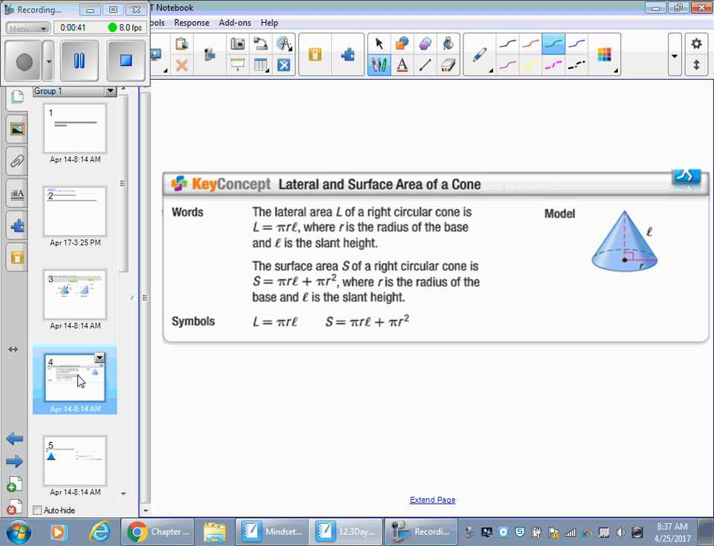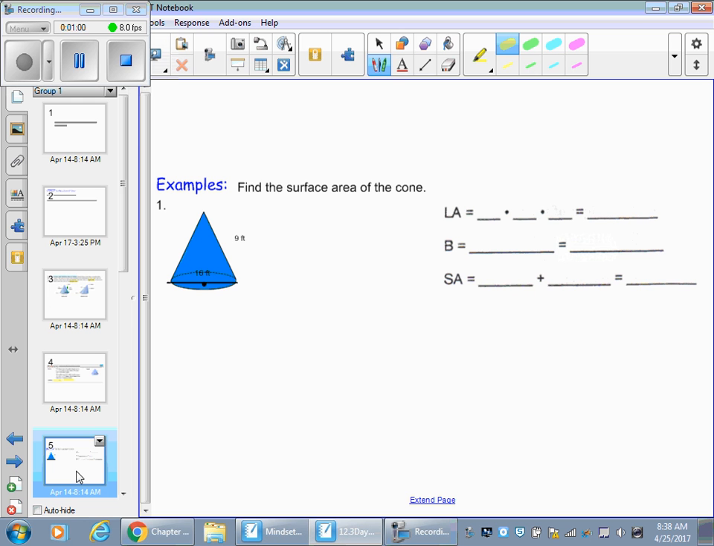So the lateral area of a cone is pi r slant height, and the whole surface area is going to be that lateral area plus the base. And you guys know how to figure out the area of the circle, so that shouldn't be too tough. Okay, so take a look.